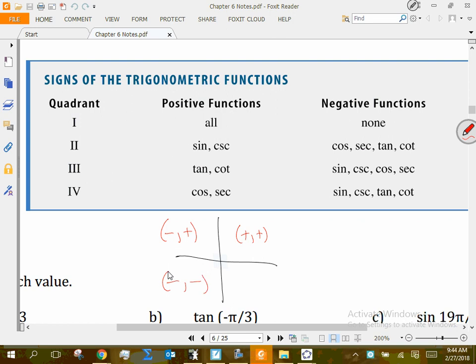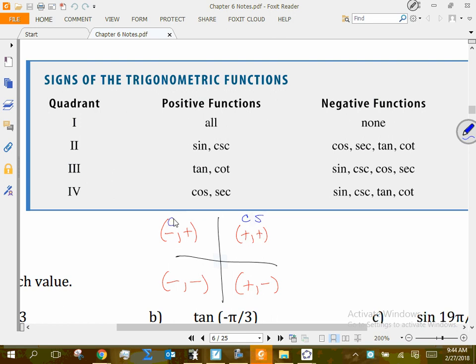Everyone here is negative, and then this would be positive, negative, right? Okay, and we know that the x value, I'm just going to write C being the x value, that's cosine, right? X and cosine match up, and S is sine.